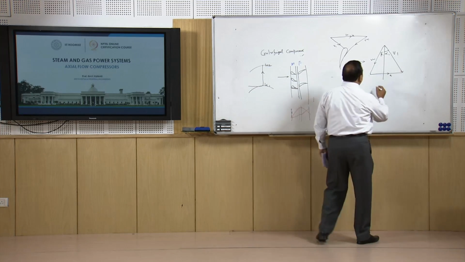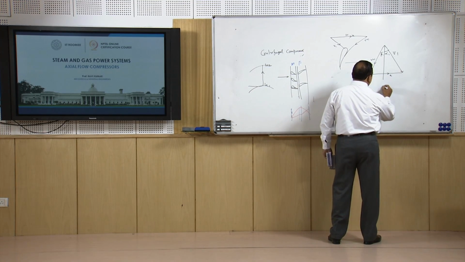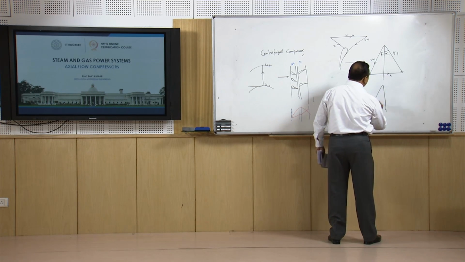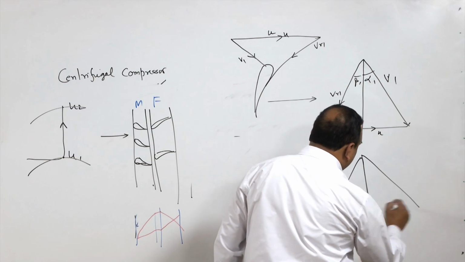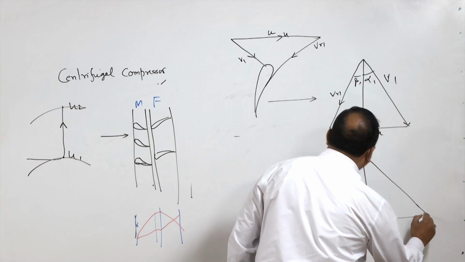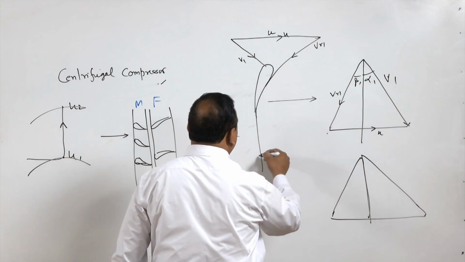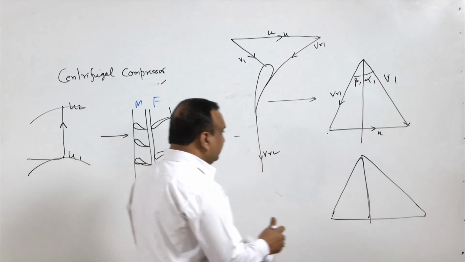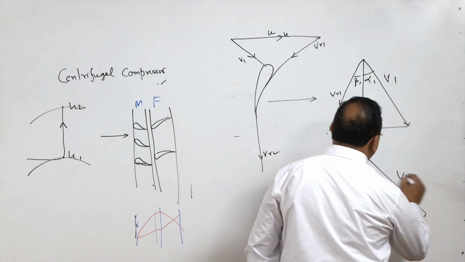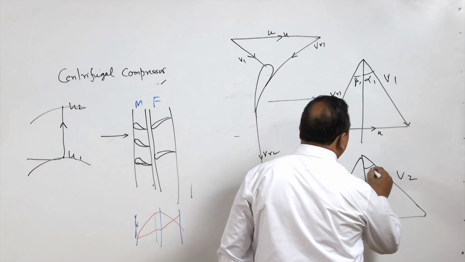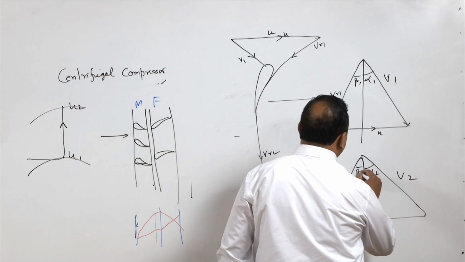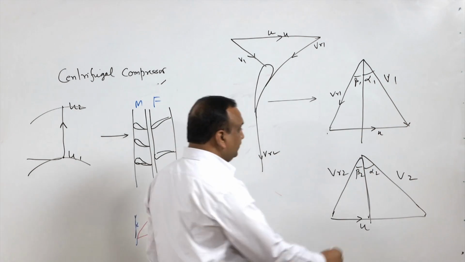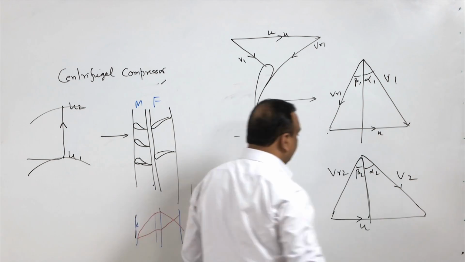Regarding exit also, the triangles are like this, because then this is VR2, right. So, regarding axis also, this is V2 and this is VR2, this is alpha 2 and this is beta 2 and this is U, and this is V1, V2.